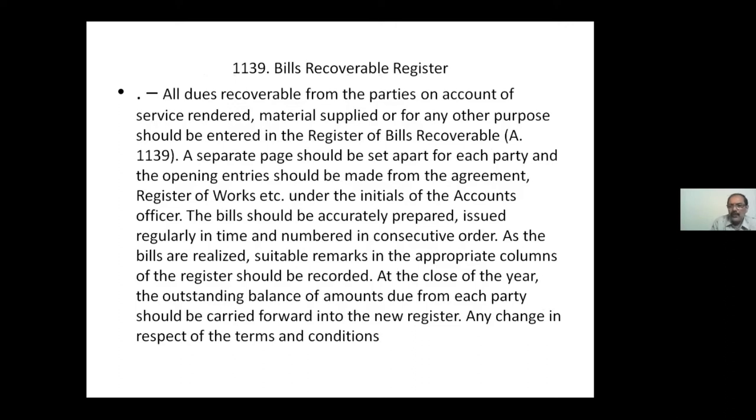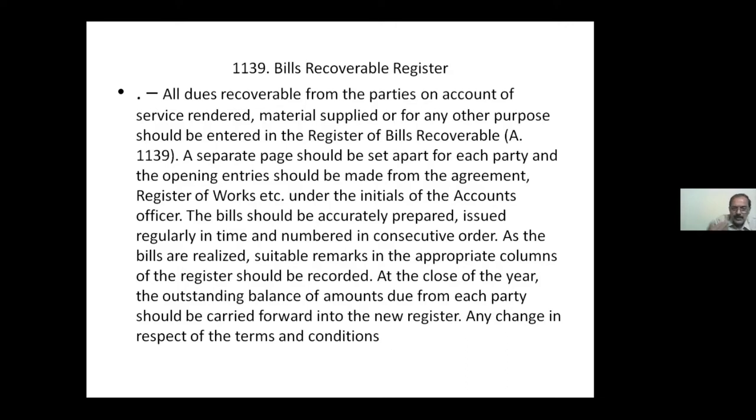Generally, before April, we collect 1 year's total license fee in advance. We will not collect monthly. Please remember, every month there will not be any recovery. It will be recovered 1 year in advance. For the next financial year, starting from April 1st, you will be collecting before March itself. In addition to that, 1 year's license fee as a security deposit also you will be taking.